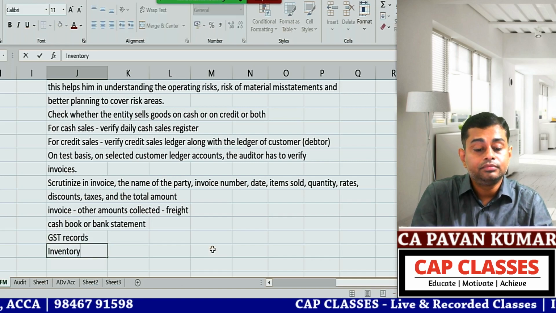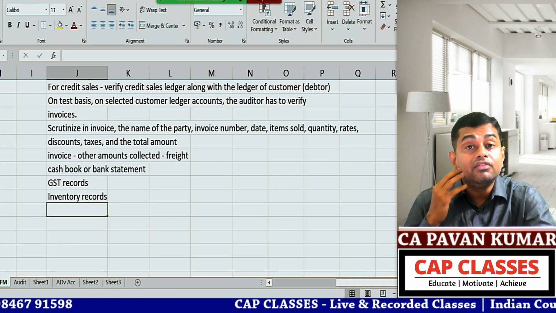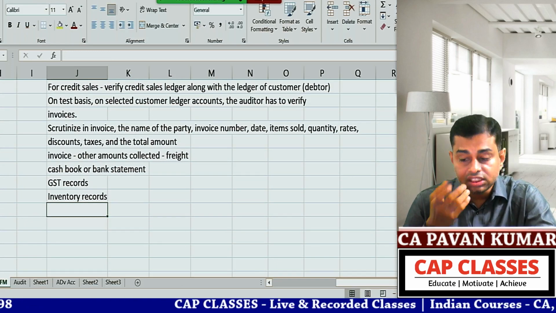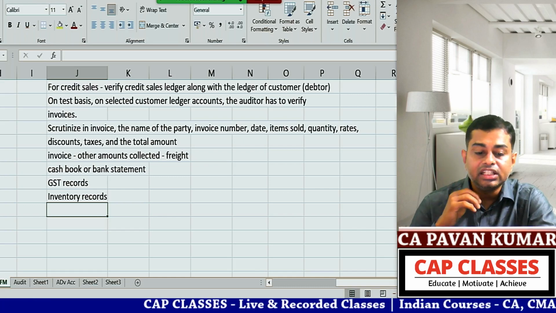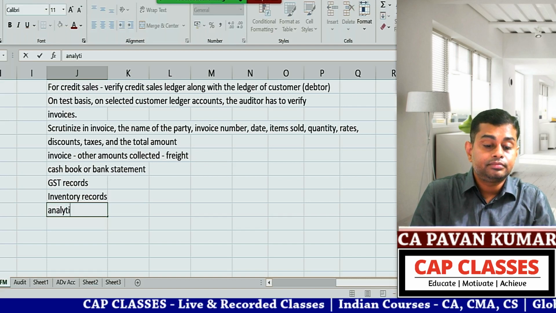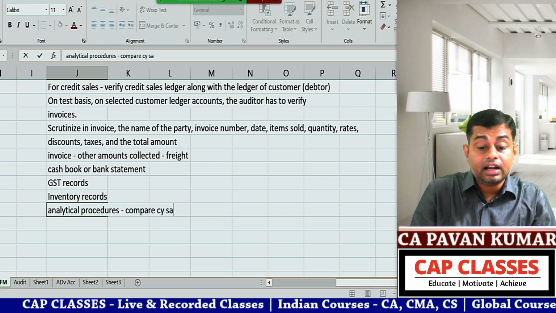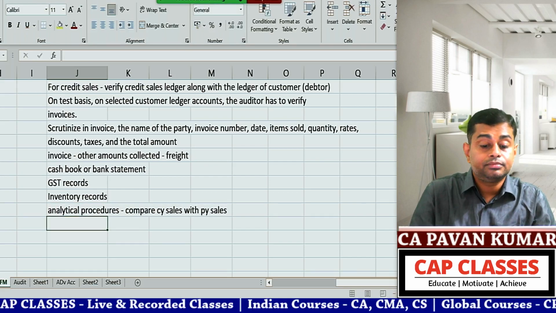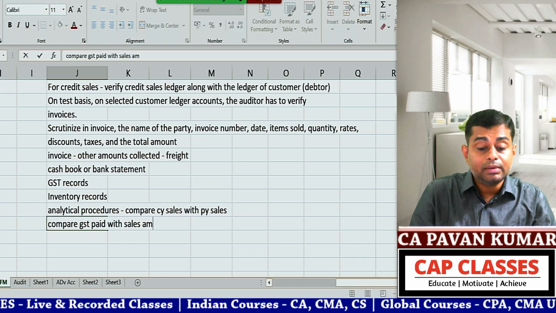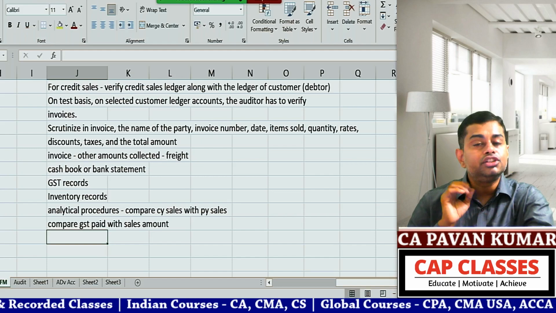GST records. Inventory records. The auditor has to verify inventory records. For every sale, inventory should reduce, no? GST records: based on the sales, you have to pay GST also. And then analytical procedures. Compare current year sales with previous year sales. Compare GST paid with sales amount. Trend analysis, all these things you can verify.